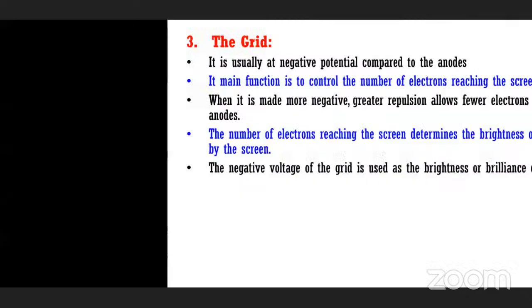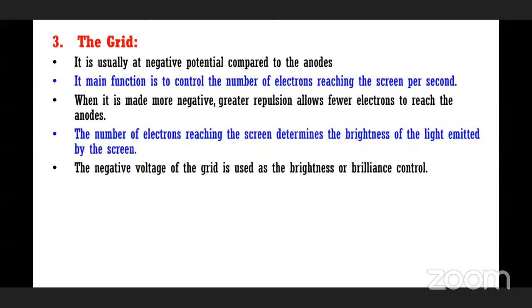The number of electrons reaching the screen determines the brightness of the light emitted by the screen. The negative voltage of the grid is used as the brightness, or brilliance, control. You can be asked in an exam, what is the purpose of the negative voltage in the grid? It is simply used to determine the brightness, or brilliance control. That is why we have a brightness knob, a potential divider. When you decrease, then increase, you will see the brightness of the spot on the screen. So we move on to another part.